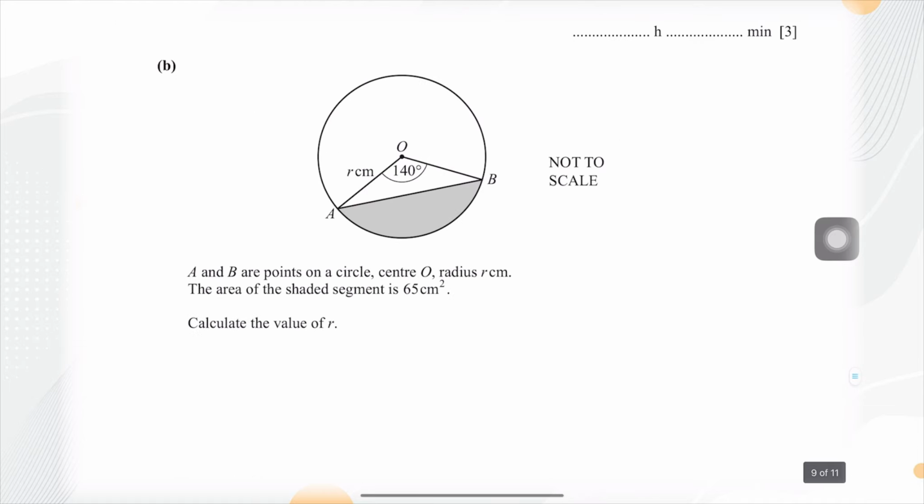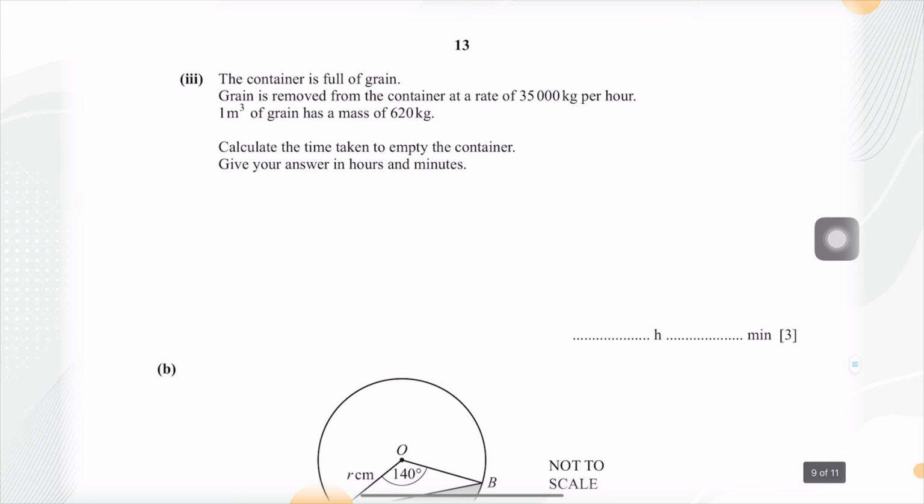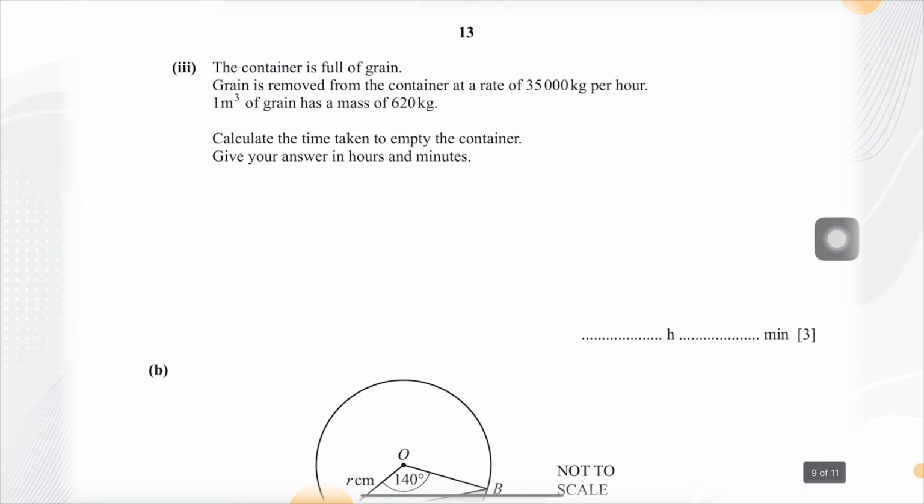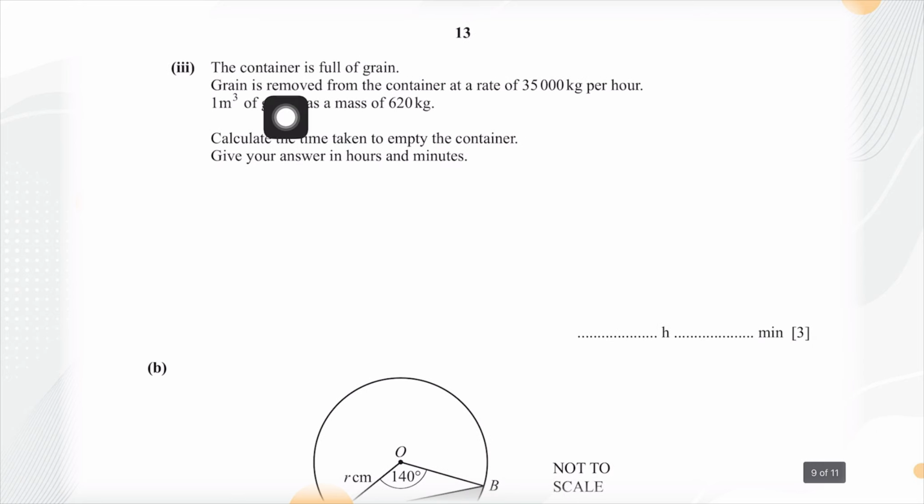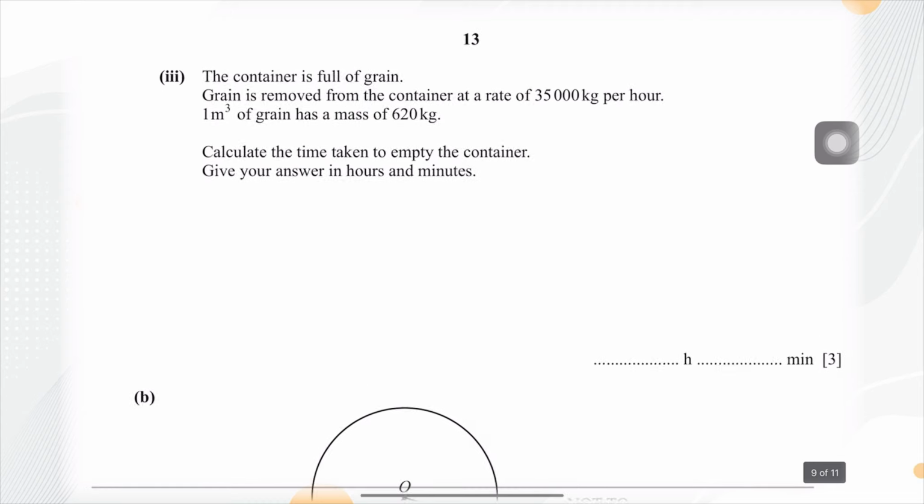Okay, now here's part 3 and part B. Let's quickly go over these two parts as well. It says the container is now full of grain. Grain is removed from the container at a rate of 35,000 kg per hour. 1 meter cube of grain has a mass of 620 kg. Calculate the time taken to empty the container. Give your answer in hours and minutes. How many marks is this? This is 3 marks.